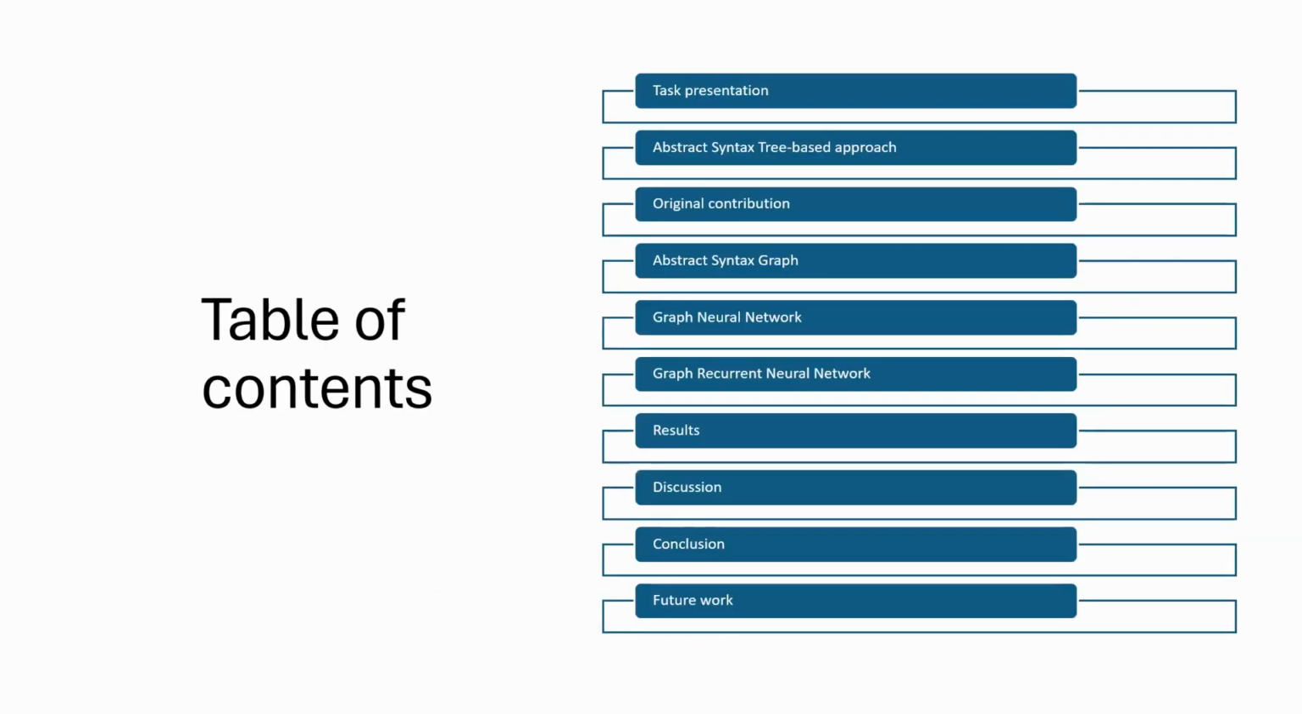In this presentation, first of all, I will describe to you the task at hand, followed by briefly explaining the state-of-the-art methodology for generating code in the form of an abstract syntax tree. Afterwards, we will see what our concrete contribution in this field is and introduce a new concept, the abstract syntax graph. To generate such a graph, we will need to go through a graph neural network, which later introduces the graph recurrent neural network. And in the end, we will see some results followed by a discussion of them, some concluding remarks, and some possible future work in this field, so stay tuned.